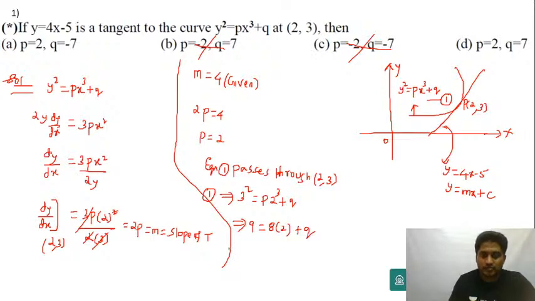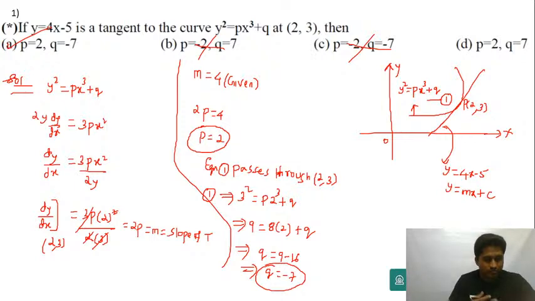From this I can write q is equal to 9 minus 16. Q is equal to minus 7. So p is equal to 2, q is equal to minus 7. That's the first option only.